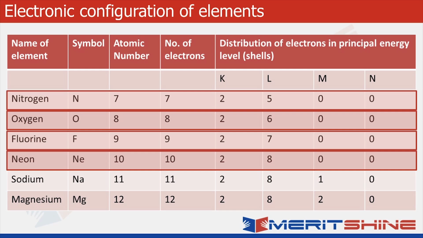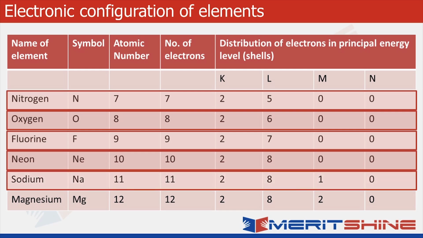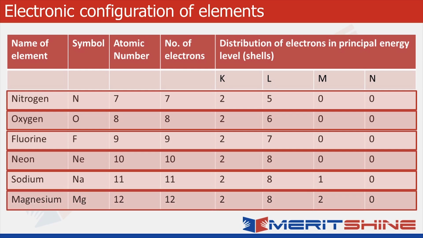Now, if we move forward to sodium, it has 11 electrons and it will again have 2 electrons in the K shell, which is the maximum number of electrons that the K shell can hold. Here, even the L shell will have only 8 electrons because as per the 2n square rule, L can have a maximum of 8 electrons. So the 11th electron will now go in the M shell. Similarly, we can write down the electronic configuration for other elements as well.